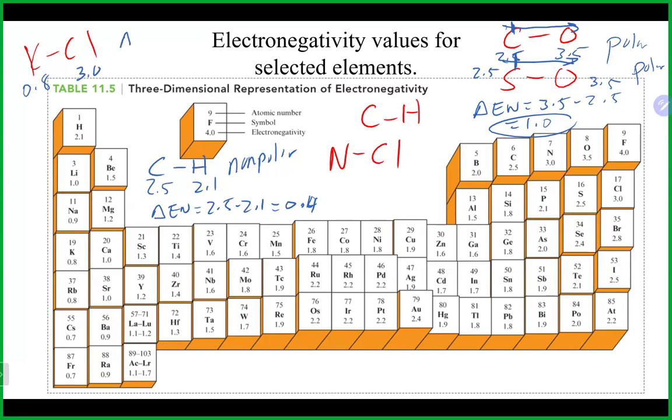So once again, if we did the difference in electronegativity, you could take 3 minus 0.8. That looks like a 2.2 perhaps. And that definitely is above 2, and it's ionic. Once again, you don't really need it because that's a metal, non-metal, and you should know it.